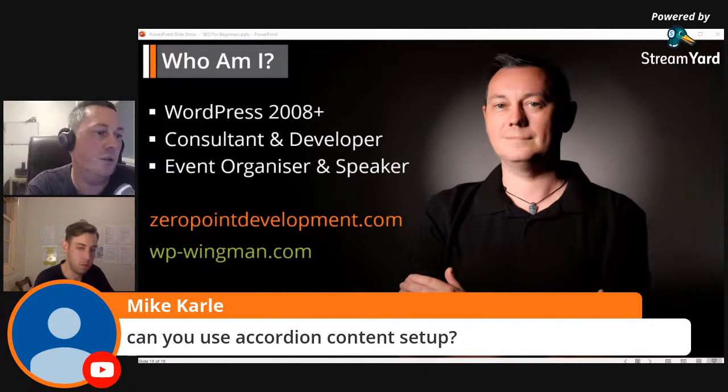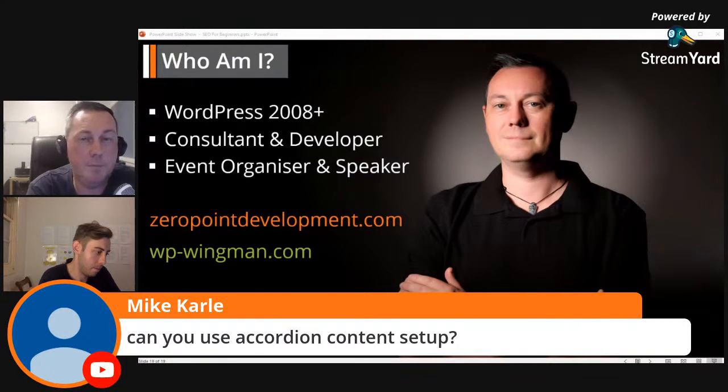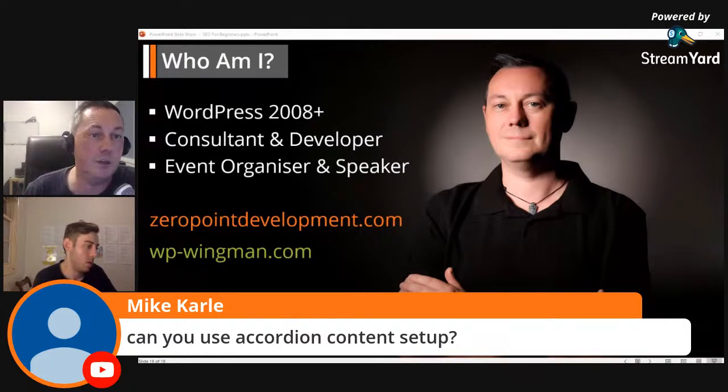Mike, can you use accordion content setup? Yes, you can. I think it's a great way of condensing information. Google will see it no differently than bullet point lists. So when Google scrapes your website, it's just looking at it from top to bottom mostly. They're getting a bit better with looking at the flow. But yeah, definitely you can use accordions to condense that information. So I definitely do that. I use quite a few accordions in my content as well.